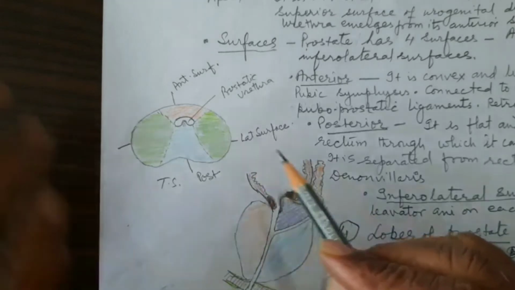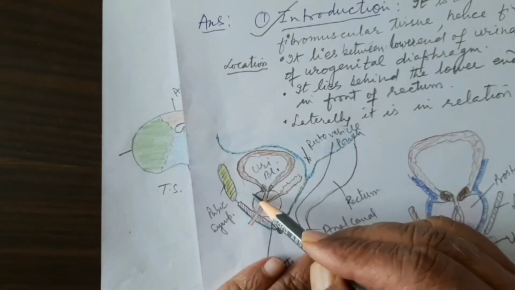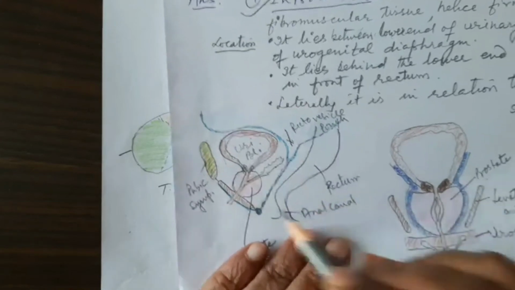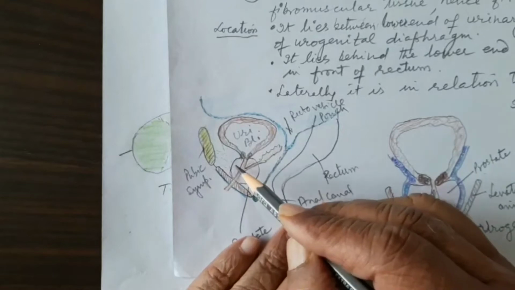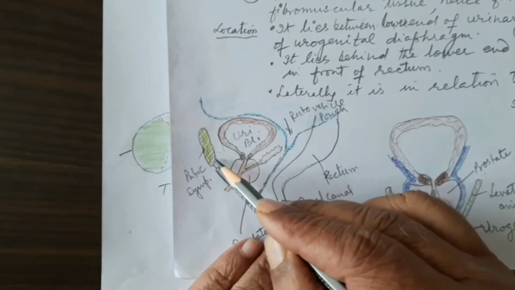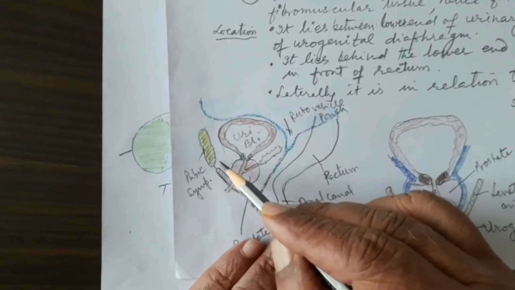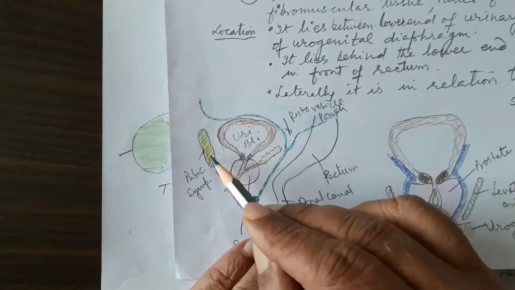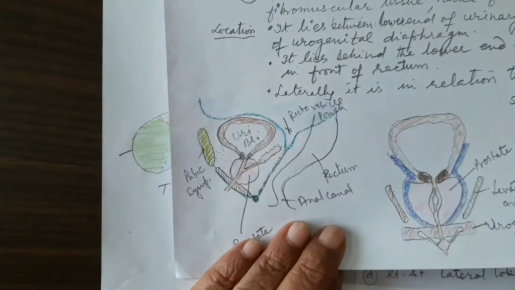But at the same time, this anterior surface is also in relation to the fibrofatty tissue, which fills the space between the symphysis pubis and the anterior surface. There is another structure which extends between the prostate and the posterior surface of the pubic bone, that is called the right and left puboprostatic ligament.